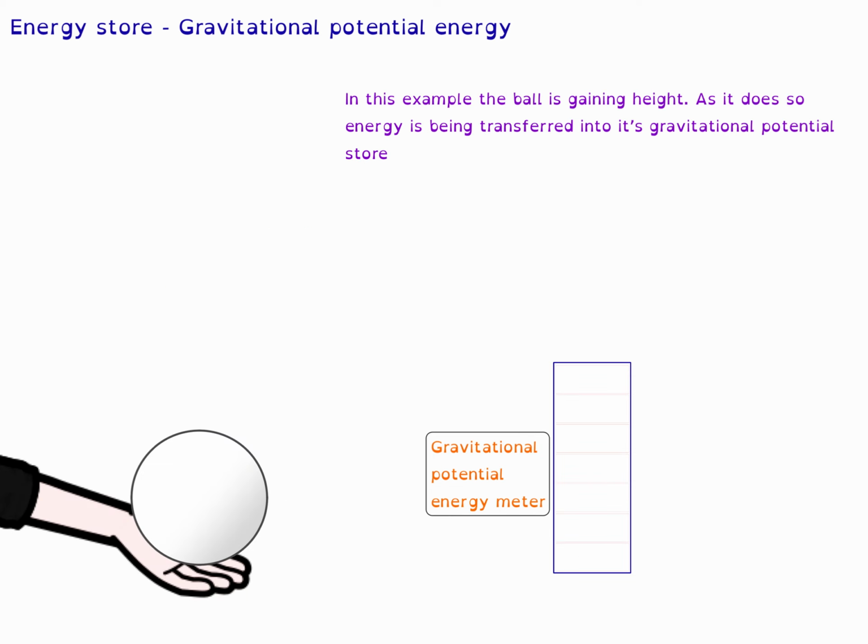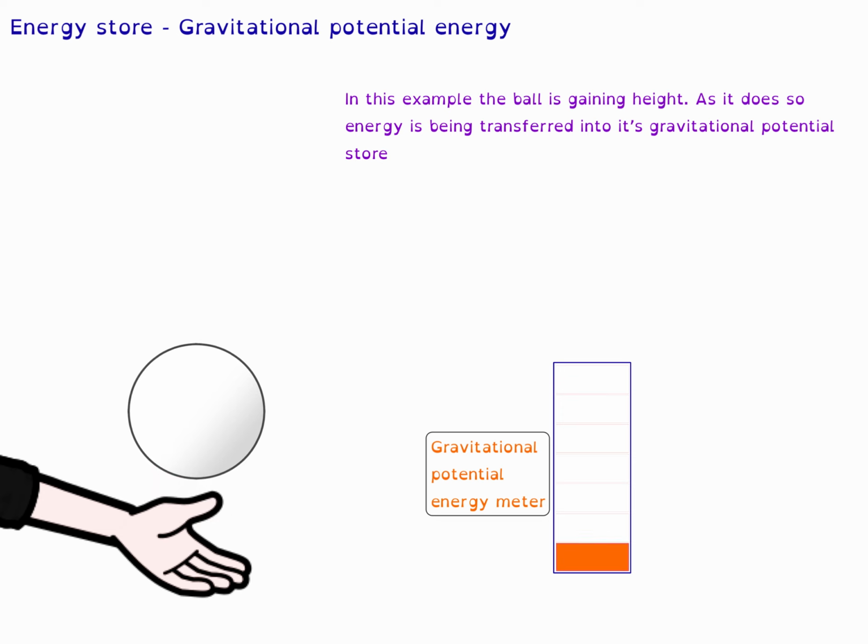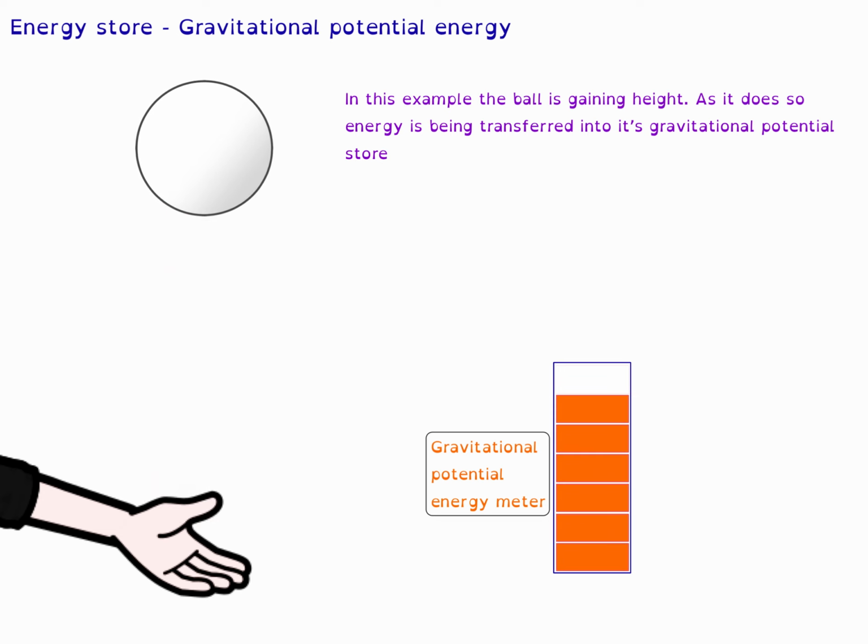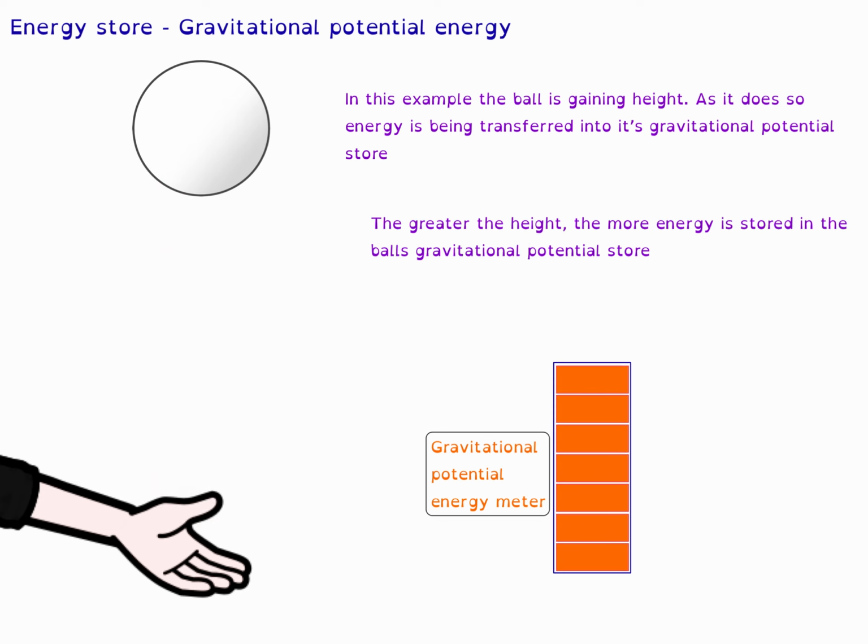In this example, the ball is gaining height. As it does so, energy is being transferred into its gravitational potential store. The greater the height, the more energy is stored in the ball's gravitational potential store.